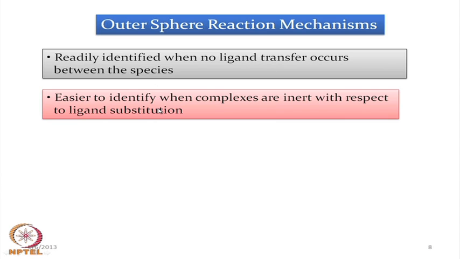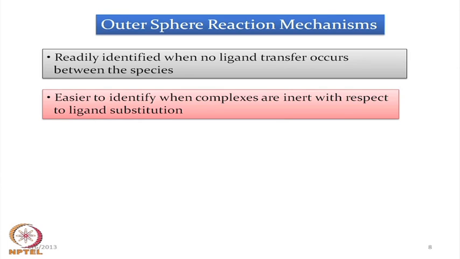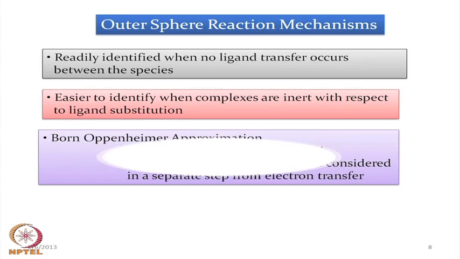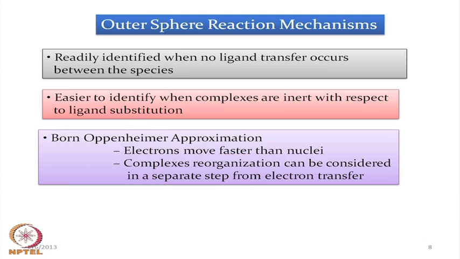That means we are not allowing any kind of ligand substitution. But in the case of the inner sphere mechanism, we see that bridging is taking place. That means at the same time we have the corresponding ligand substitution reaction, but in the case of the outer sphere mechanism, we do not have any such ligand substitution reaction.